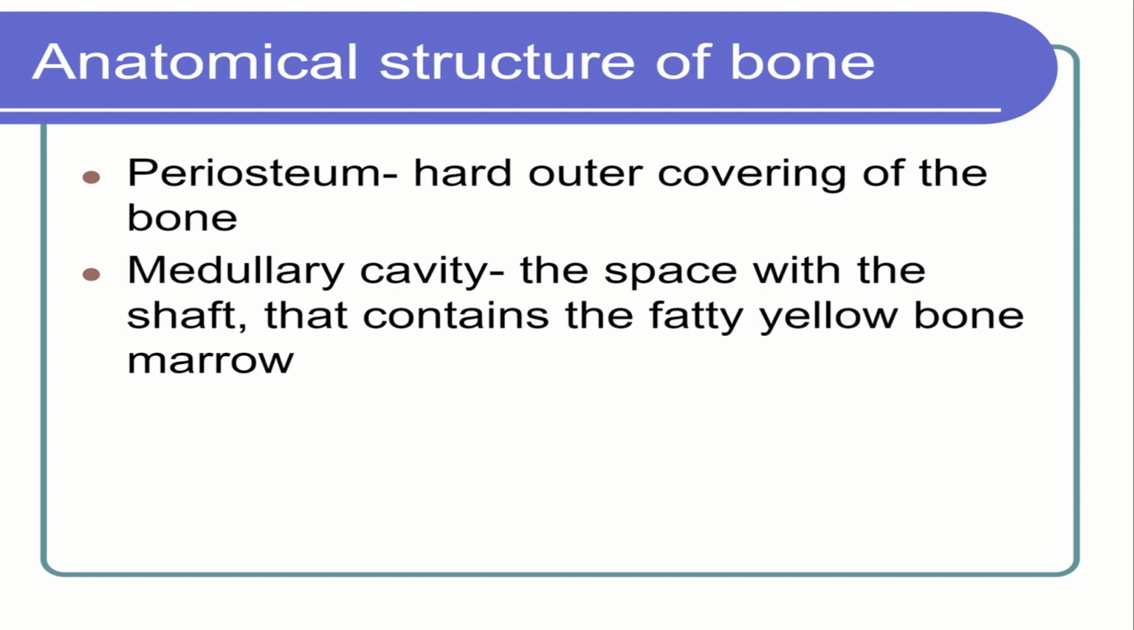If you've ever seen a dog chewing on a bone, the fatty yellow bone marrow is what they're trying to get. And if you've ever made bone stock, if you've ever boiled a carcass to get bone broth, like chicken broth that you buy at the store, this is how they make that. They boil the bones, and what they're doing is releasing that fatty bone marrow into the water in order to flavor it.